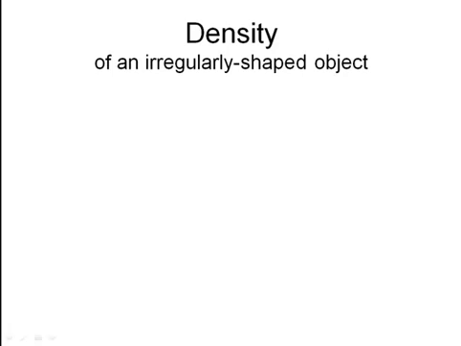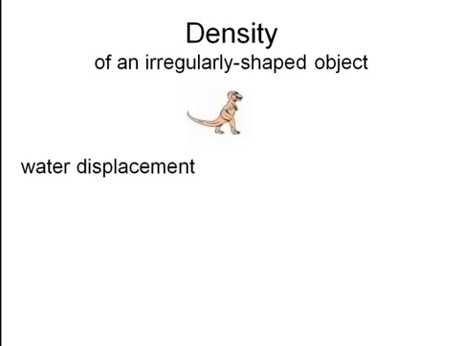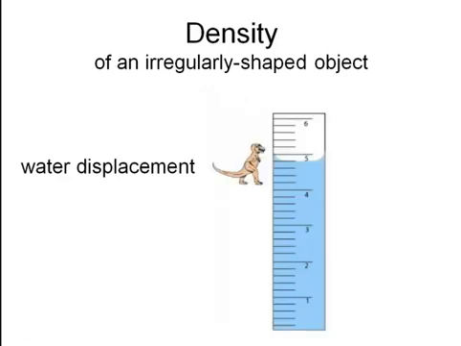What do you do if your object is not regularly shaped, like a little toy dinosaur? You can still measure its mass with a balance, but what about the volume? You can't use a ruler and measure every tiny angle and section, so how do you measure its volume? You would use the process of water displacement.